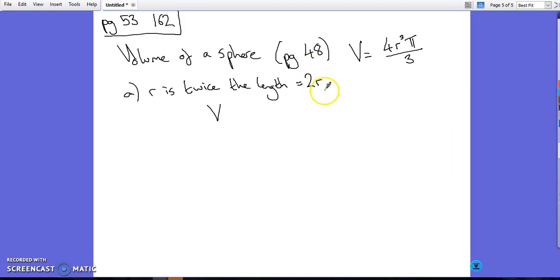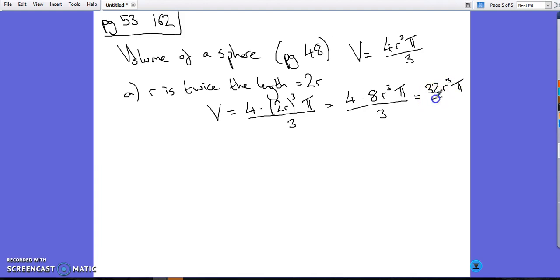So we can put this in, instead of our r, into this formula. So V is equal to 4 times (2r) cubed times pi over 3, which is 4 times 2 cubed, which is 2 times 2 times 2, which is 8 r cubed pi over 3. And of course I can do 4 times 8 to get 32 r cubed pi over 3. So if r is doubled, then the volume of the sphere is actually 8 times bigger.